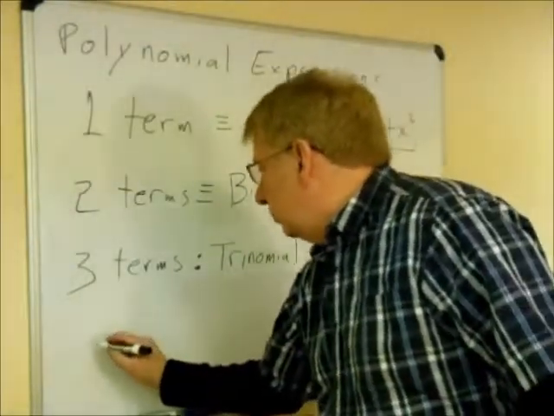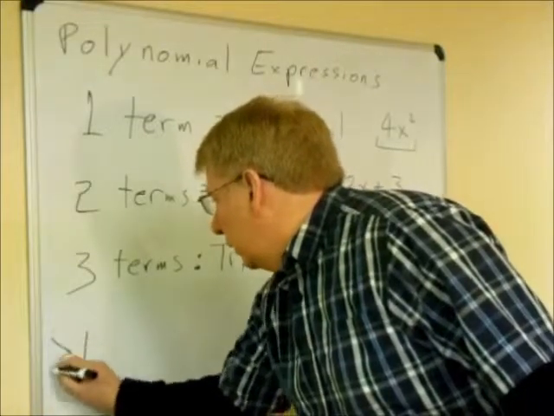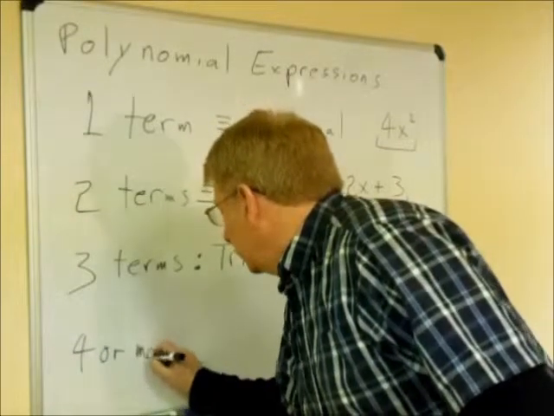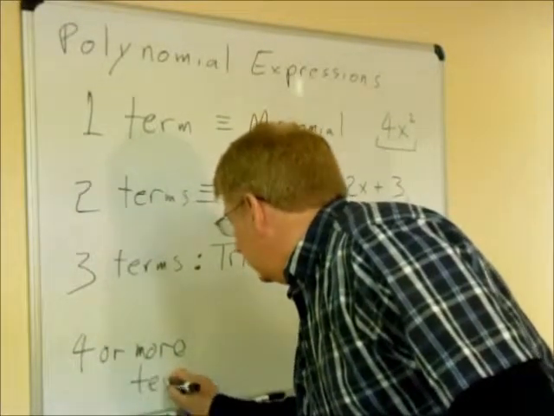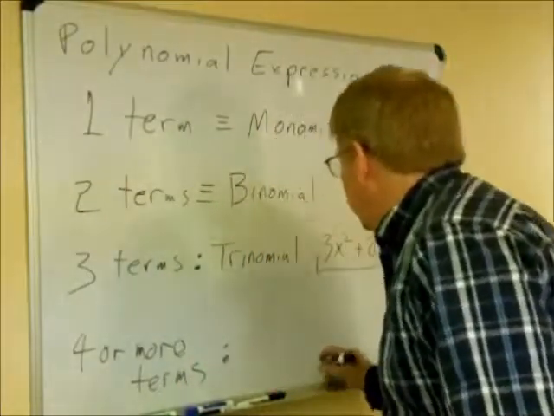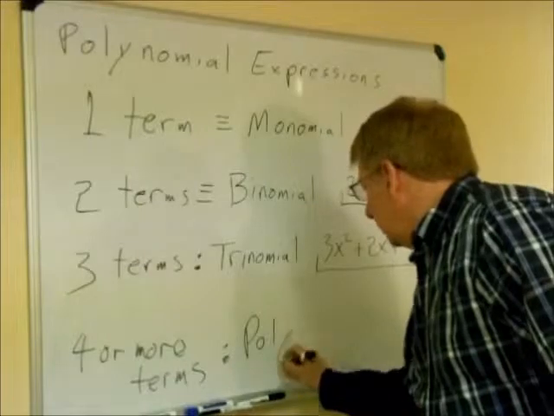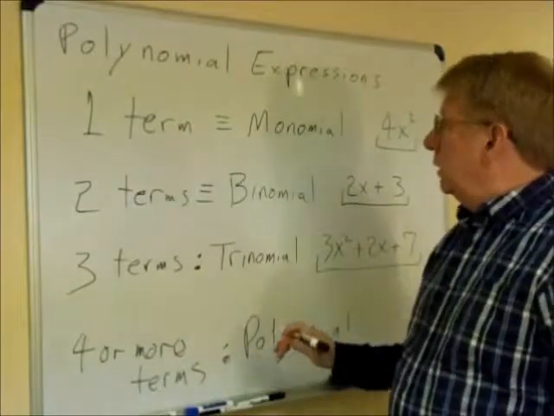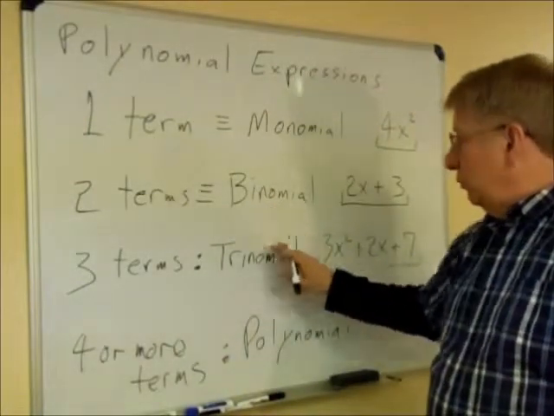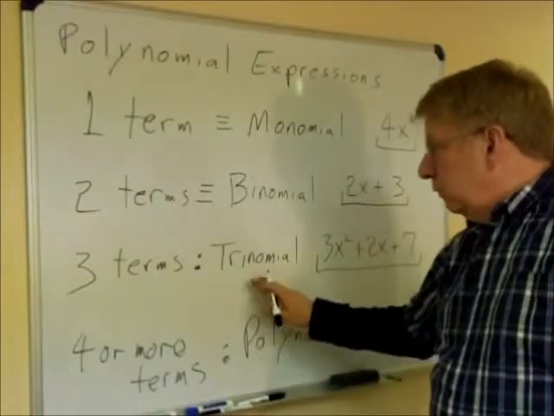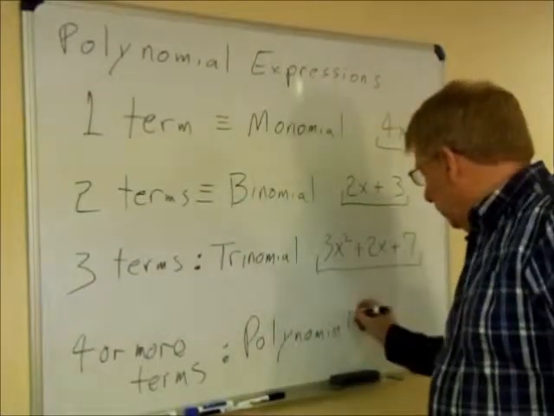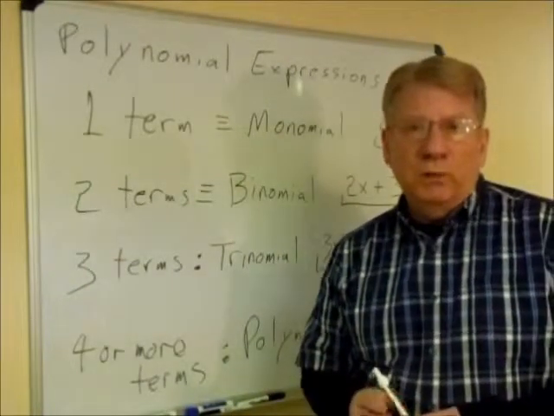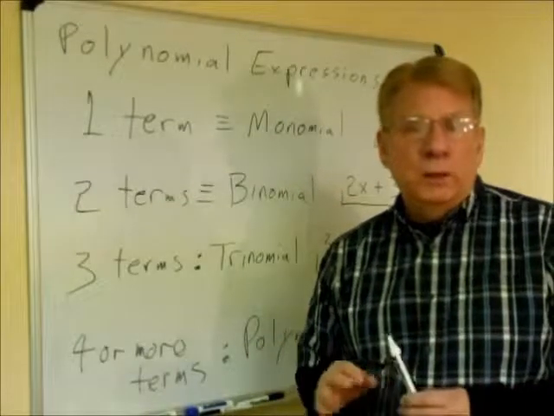If it's more than three terms, let's just say if it's 4 or more terms, in that case, we'll just call it a polynomial. And of course, all of these are polynomials. A monomial, one term, binomial, two terms, trinomial, three terms. And then for anything larger than three terms, we'll just give it the general term of polynomial. So that, in a nutshell, is how we describe polynomial functions by the number of terms.